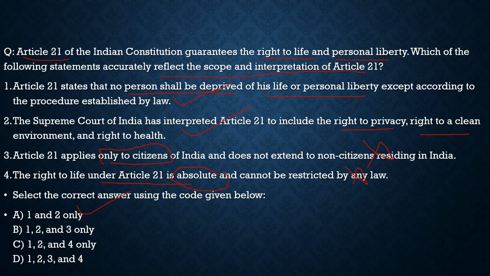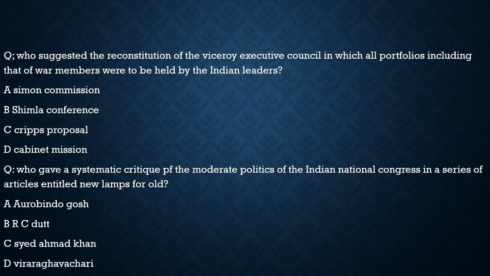With this, let's move to the last part of our discussion by solving the previous year questions. Here the first question says, who suggested the reconstitution of the Viceroy's Executive Council in which all portfolios, including that of war member, were to be held by the Indian leaders? Who suggested it? It was the Shimla Conference, the Wavell Plan we also call it. So here the correct answer for this question is option B.